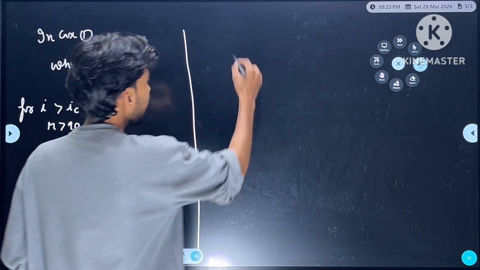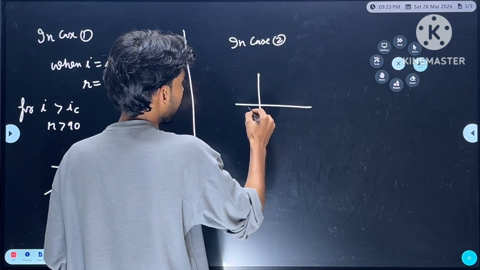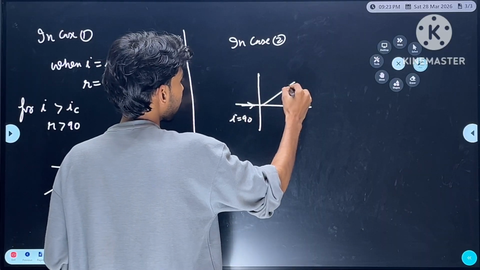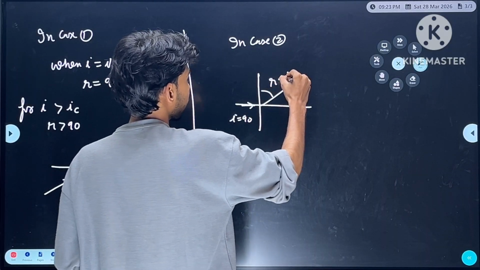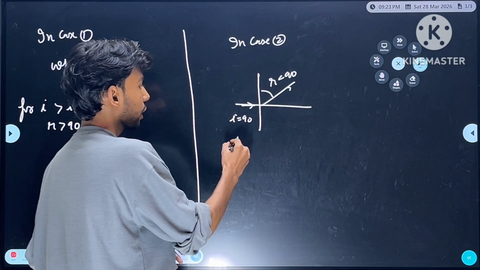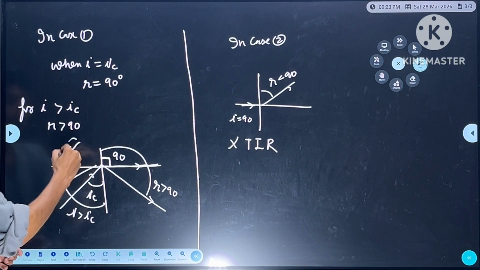But in case second, you can see that this is not possible. Why? Because when I is at its peak value, when I is equal to 90 degree, R was less than 90 degree. So R can never be greater than 90 degree. So here TIR is not possible. So here only TIR is possible.